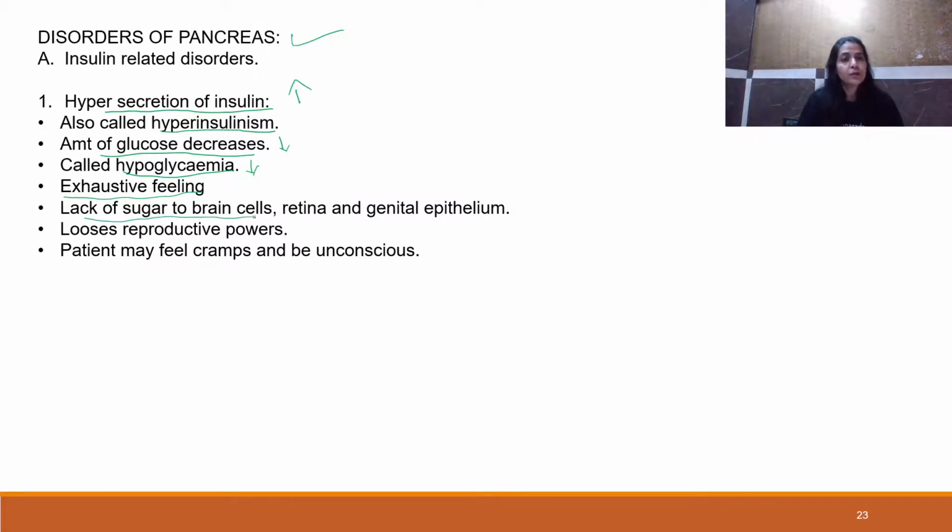So there is lack of sugar to the brain cells, retina and genital epithelium. If the condition persists for a longer time, the person may also lose reproductive abilities. All right. And the patient may feel cramps. Naturally, see, why do we feel cramps? The cramps we feel because the muscles are not getting enough nutrients. Either they are not getting glucose properly or they are not getting calcium properly. These are the two things that they require continuously along with oxygen, right?